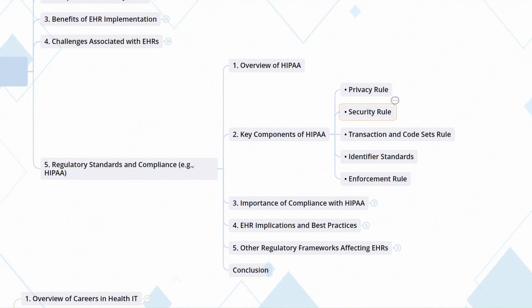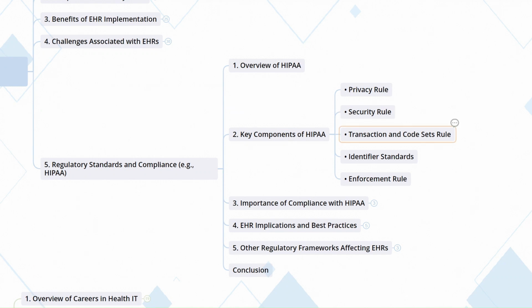Next, security rule. The security rule complements the privacy rule by specifying requirements for protecting electronic PHI, also referred to as EPHI. It mandates administrative, physical, and technical safeguards to secure EPHI from unauthorized access and breaches. This includes risk assessments, access controls, data encryption, and staff training on security protocols.